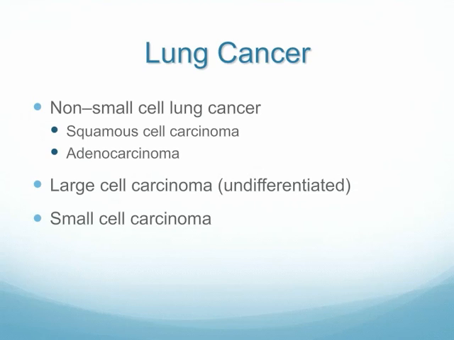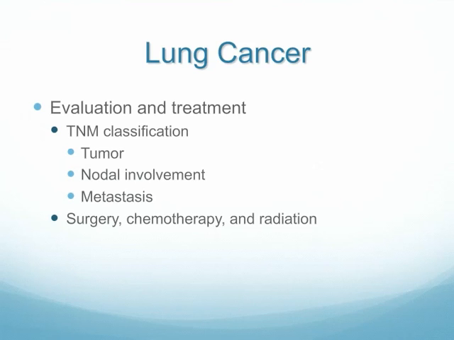As we previously discussed with cancer, the evaluation and treatment options for a patient who has cancer include the TNM classification system of tumor, node involvement, and metastasis. So we can look at that to determine how involved or how progressed this particular cancer is, and then decide upon the appropriate surgery or appropriate treatment, whether that's surgery, chemotherapy, radiation therapy, etc.